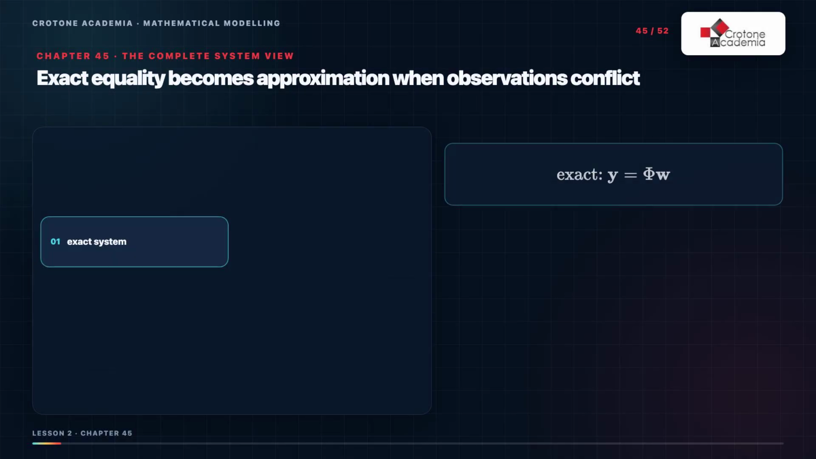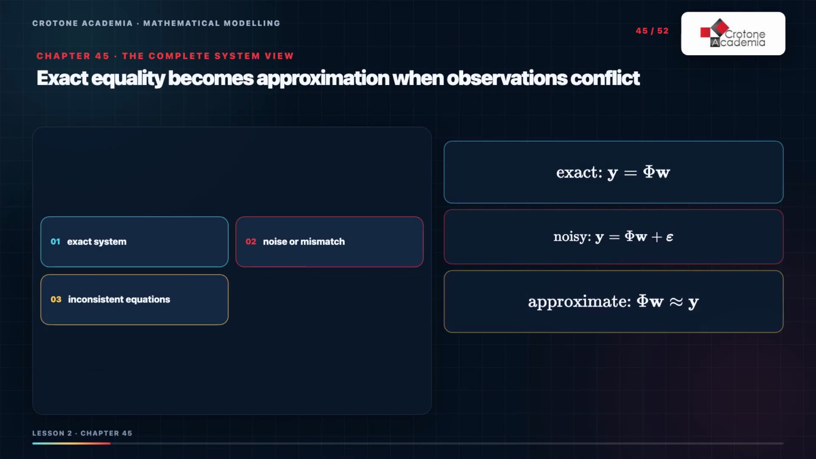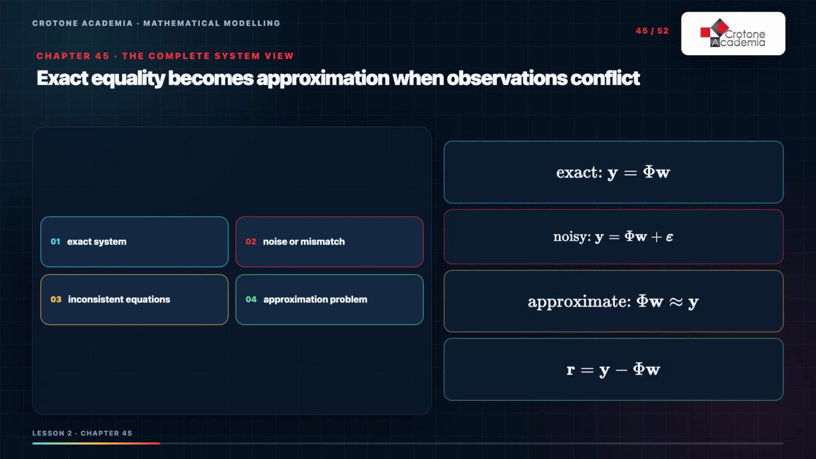Let's collect the complete progression. Exact observations satisfy y equals phi w. Noise or unexplained variation gives y equals phi w plus epsilon. Usually no available phi w equals y exactly, so we seek phi w approximately equal to y. The residual y minus phi w records the remaining disagreement. This is the bridge from solving simultaneous equations to fitting a model.